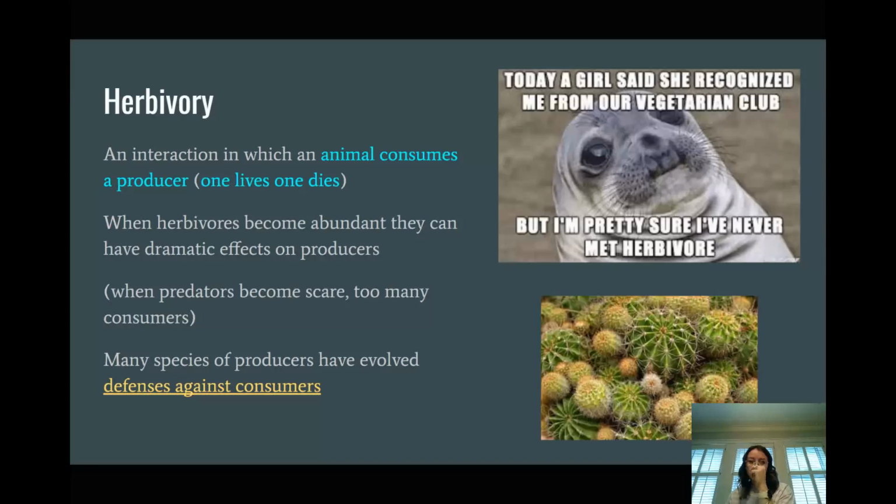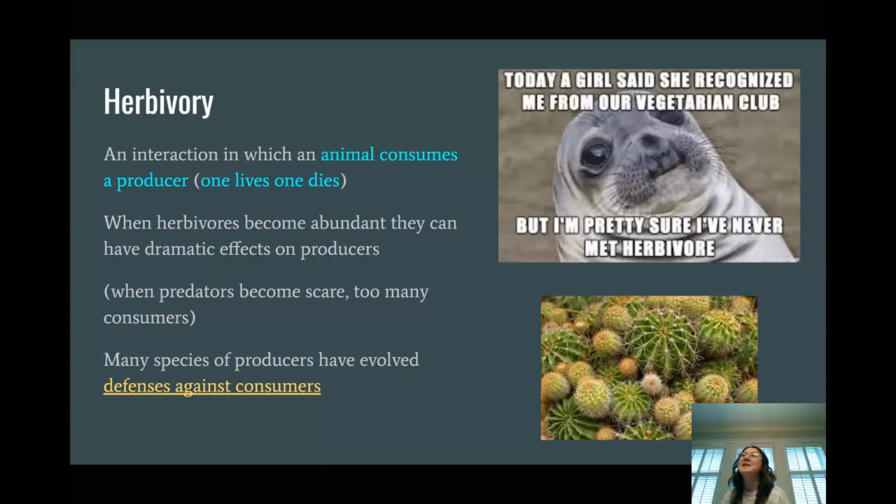Our next type of symbiotic relationship is going to be herbivory. So herbivory is an interaction when an animal consumes a producer. So again, just like predation, one lives and one dies. So when herbivores become too abundant, they can have dramatic effects on producers. This is kind of what we were talking about with the importance of predation.